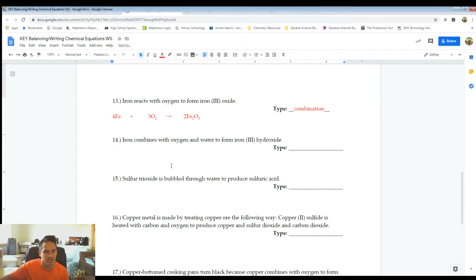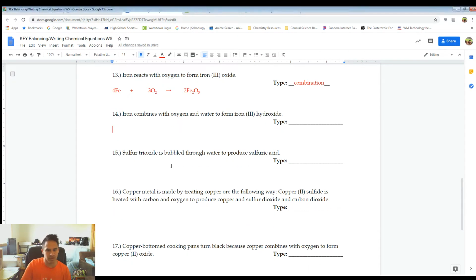All right, number 14, iron combines with oxygen and water to form iron 3 hydroxide. So iron reacts with oxygen, which is diatomic, and water, to form iron 3 hydroxide. Okay, so it's going to look something like that. The iron is positive 3. The hydroxide is negative 1. So you need 3 hydroxides to balance out the iron.